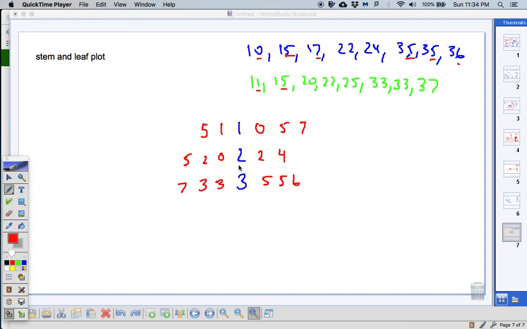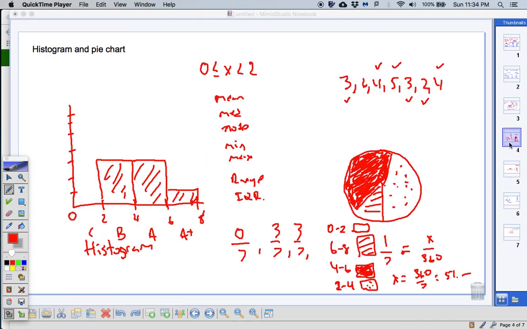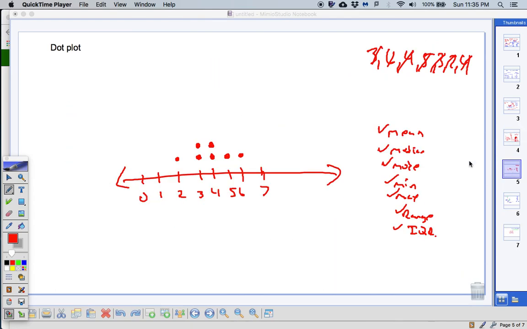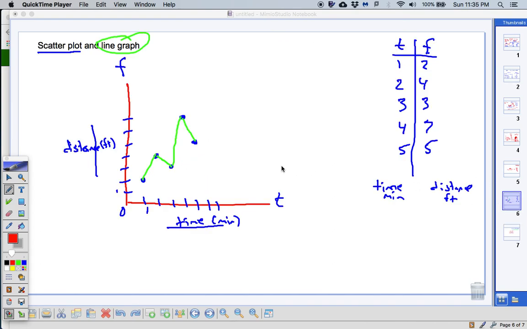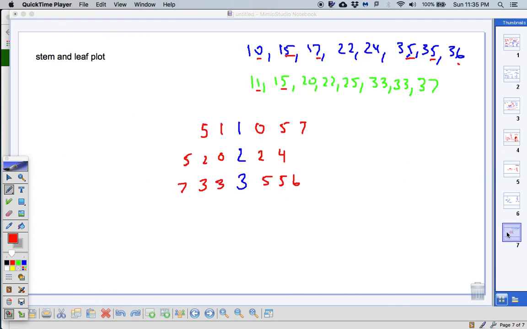But make sure you can read this, because as long as you can read it, then you can create the numbers. And once you can create the numbers, just like when we did with the dot plot, you can find all of these things because you have the numbers. You can find the mean, median, mode, minimum, maximum, range, IQR. This is just a handy way to keep not just one set, but actually 2 sets of numbers that you want to compare later. So with 2 sets of numbers, then you can make, say, a scatter plot or a line graph. All right, if you have any questions, please make sure you ask.